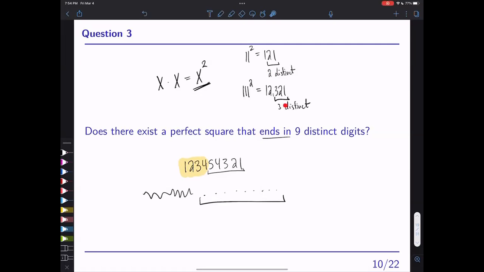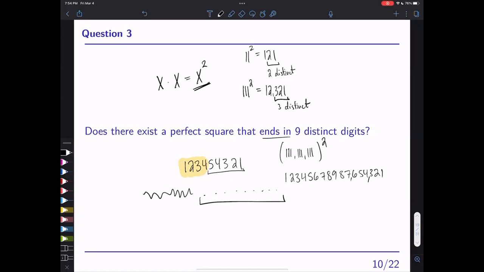Now this 2 and this 3, they're not coming out of thin air. Specifically, it's the number of ones. If I want 2 distinct digits, give me 2 ones. If I want 3, give me 3 ones. So if I want 9 distinct digits, give me 9 ones. And the really nice property about these ones, 11s, 111s, it follows an ascending and then descending pattern.